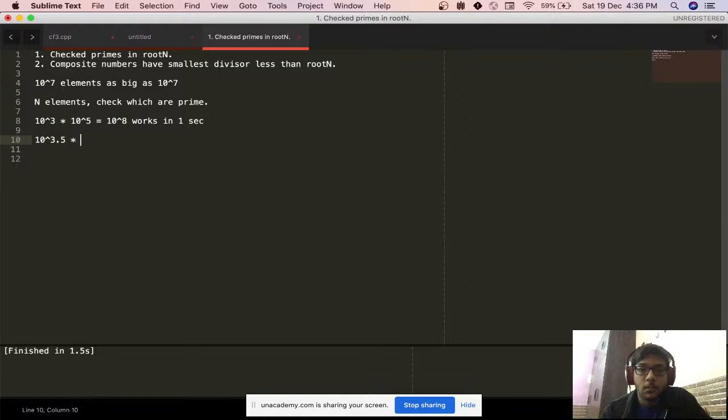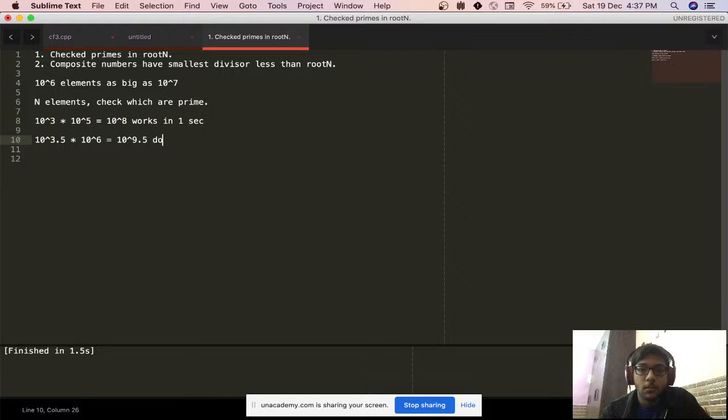Then how many numbers do we have? 10 power 7 elements is pretty large. Usually we don't get this much input and output in problems, so let's say 10 power 6. Let's assume that in the worst case we have 10 power 6 elements, and every element is around the order of 10 power 7. So how much time would we need? That is 10 to the power 9.5.